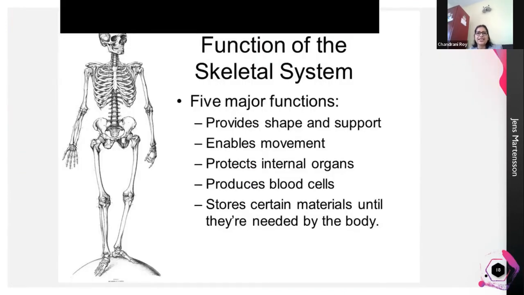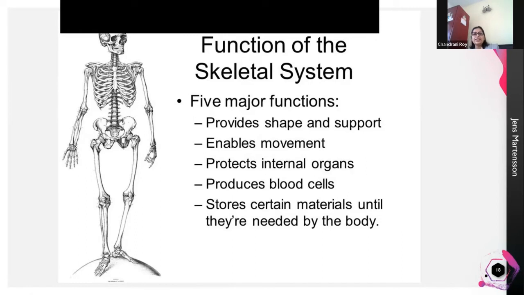So the functions of the skeleton: providing shape and support, allowing movement, protecting the internal organs, producing blood cells. Now this is something that will not come very easily to class 6, but we need to tell them that inside the bone we have a soft tissue called the bone marrow where blood cells are produced.